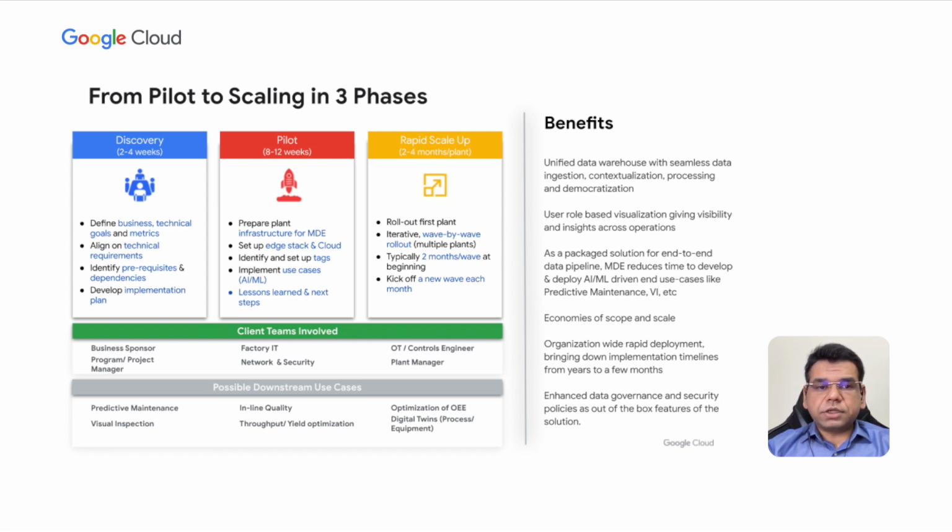During the second step, the solution is deployed across multiple plant locations simultaneously, leading to significant time and commercial efficiencies. Some of the key benefits of using this approach for scaling include a unified data warehouse with seamless data ingestion, contextualization, processing, and democratization. User role-based visualizations give visibility and insights across operations.